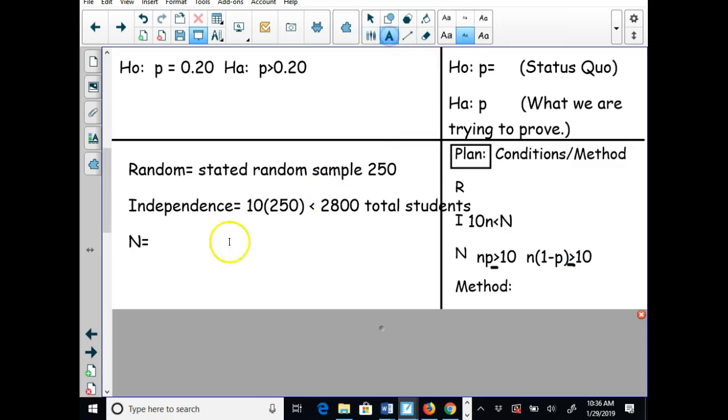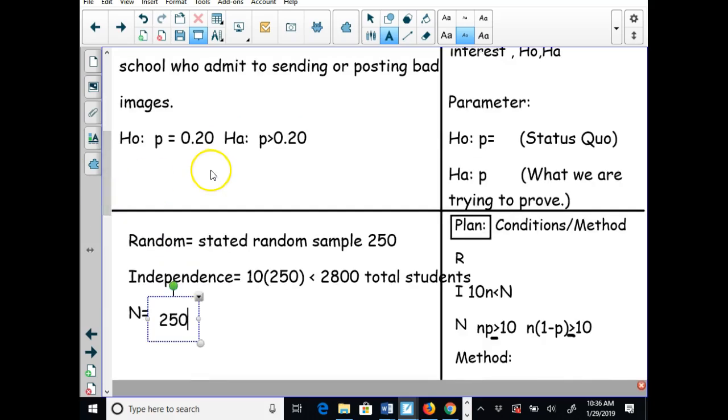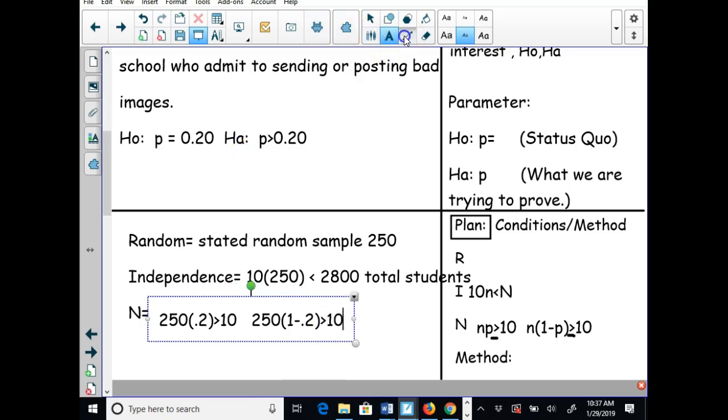So let's do that over to the side. Our n is 250. Now, do we know our p? In our confidence interval, we didn't know our p, so we had to use p-hat. But in our significance test right here, when we do a null and alternative, we do know our p. So we do 250 times 0.2, and that is greater than or equal to 10. And then 250 times 1 minus 0.2, and that's greater than or equal to 10. So we're okay to use that normal condition.